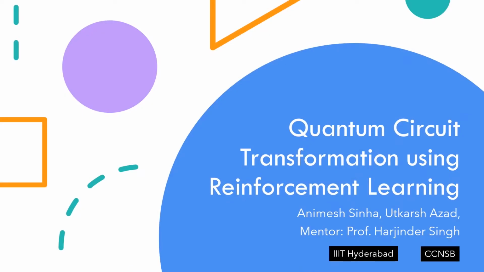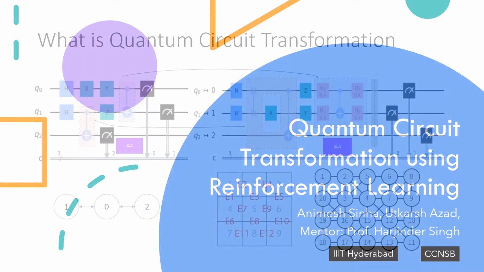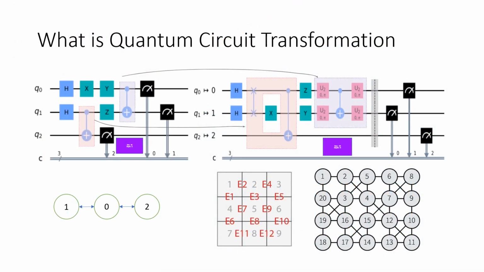Hello everyone, and welcome to our project on quantum circuit transformations using reinforcement learning. So what does a quantum circuit look like? Well, it looks very much like a classical circuit with a bunch of qubits starting out, participating in one-qubit operations which are analogous to NOT gates, and multi-qubit operations which are analogous to AND gates or OR gates.